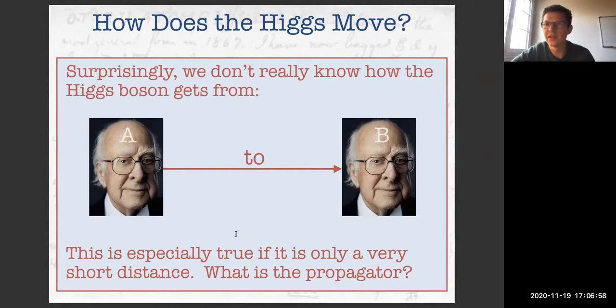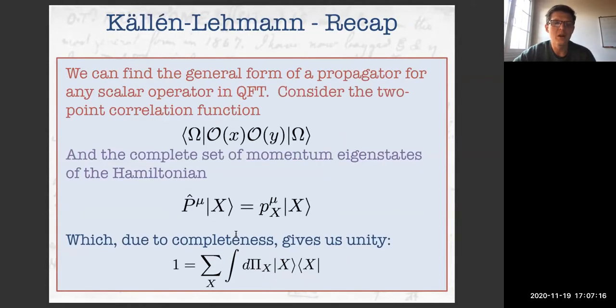Of course, if the distance between A and B is very long, then we do know. But if the distance from A to B is much shorter than the wavelength of the Higgs, the quantum wavelength of the Higgs, then we really don't know. It's an unanswered question at the moment. However, we can hope to answer this question by structurally identifying what we even mean by the Higgs propagator, by structurally identifying what it is in the standard model and what it could be beyond the standard model.